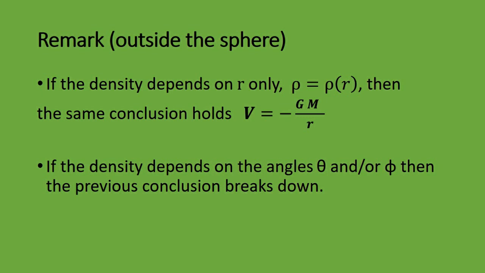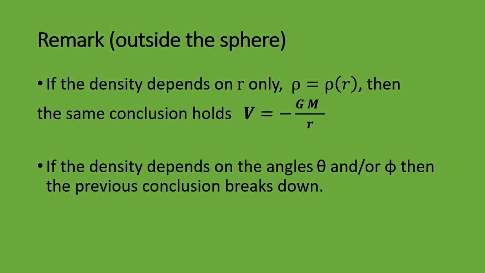However, if the density depends on the other two angles, like theta and phi, then the conclusion will not hold anymore, because you are breaking the spherical symmetry. And so our conclusion is not correct. Of course, this is not an interesting case, and what is really more interesting is the first remark.